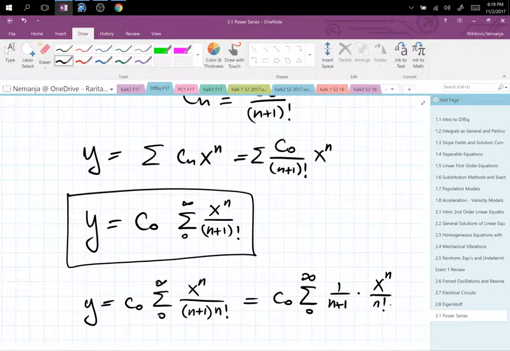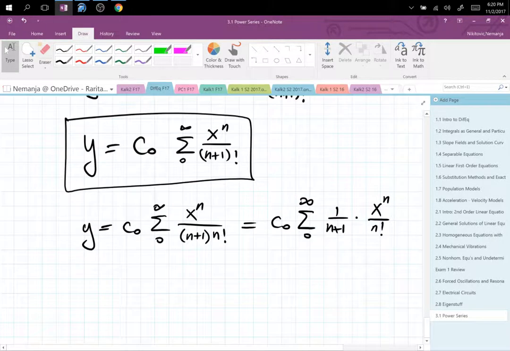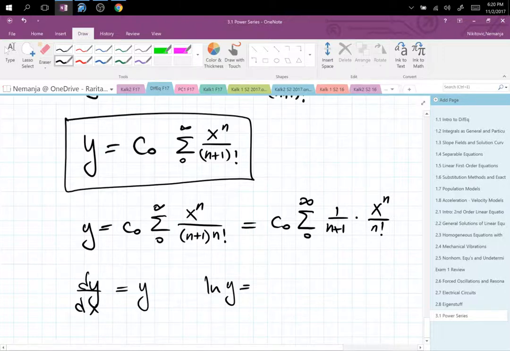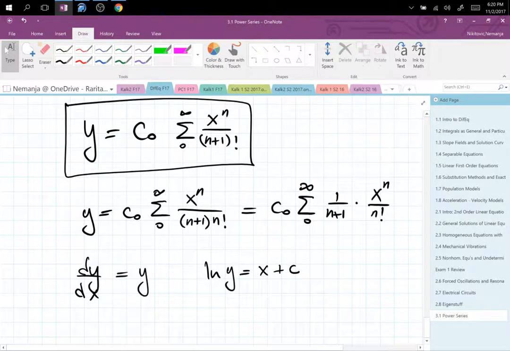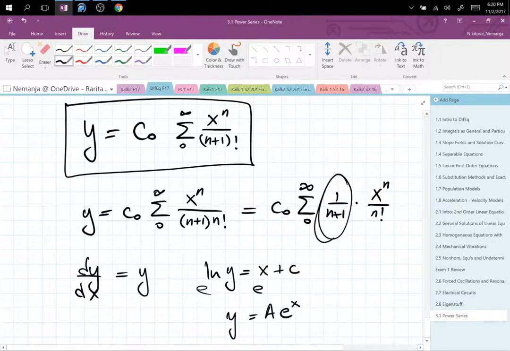What happened? You just convert that to UDX. Trying to see if I can. This is dy dx equal to y. So we have ln of y equal to x plus c, and you e both sides, it becomes y equals ae to the x. This term is bothering me here. Just need to make sure that I didn't make any mistakes along the way.